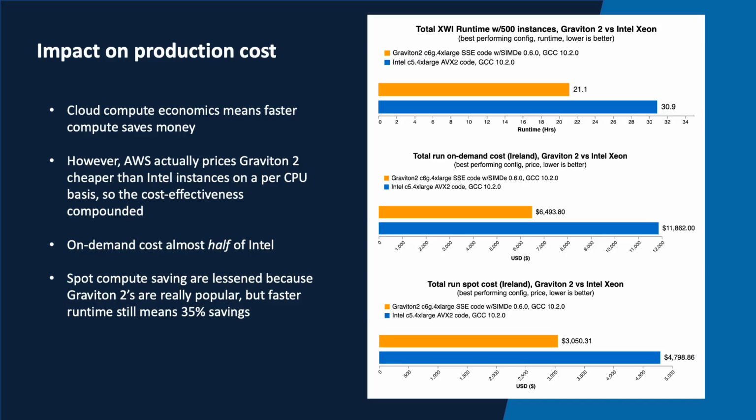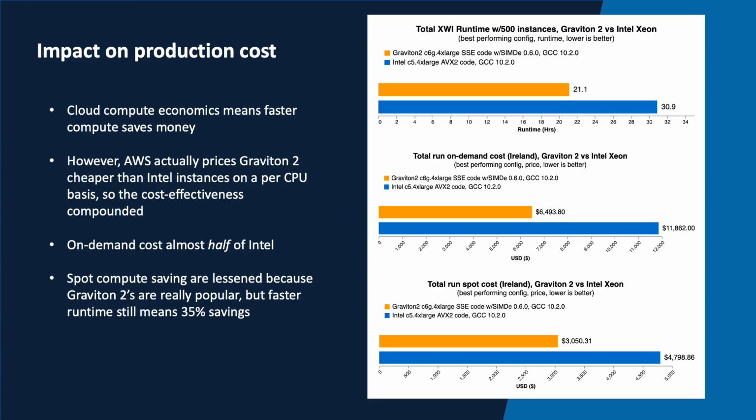Okay, so finally, because we're a commercial enterprise, this has quite a bit of an impact on our production cost. So I'd just like to summarize what that means. Obviously, with cloud compute, even though we are doing HPC, we rent CPU by the hour, of course. And so faster compute actually does mean cheaper.